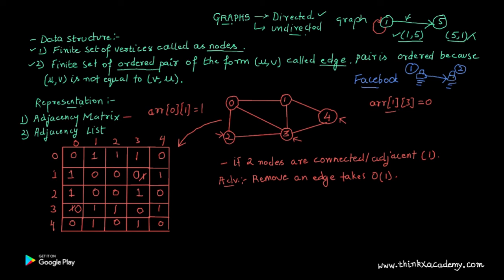Now let's suppose number 2 does not want to accept the friend request. So we are going to just mark the position array 1 comma 2 as 0. So it just takes big O of 1 time to remove the friend request. So a very decent time complexity.